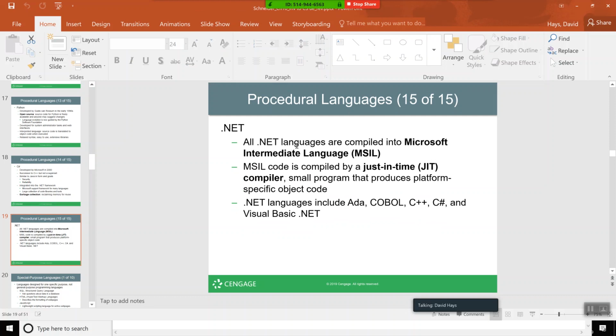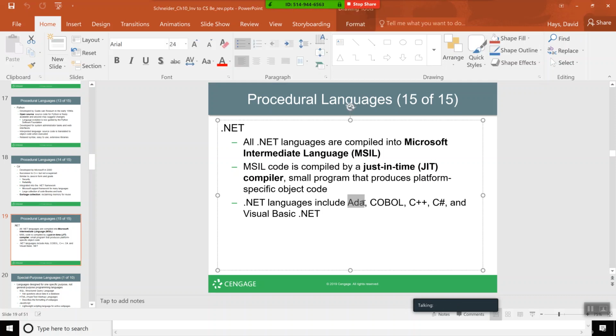All .NET languages are compiled in the Microsoft Intermediate Language. So if I'm programming in C Sharp, when I compile it, it'll put it into this MSIL. MSIL code is compiled by a just-in-time compiler, a small program that produces platform-specific object code. And Ada. Yeah, that's right. COBOL runs on it.